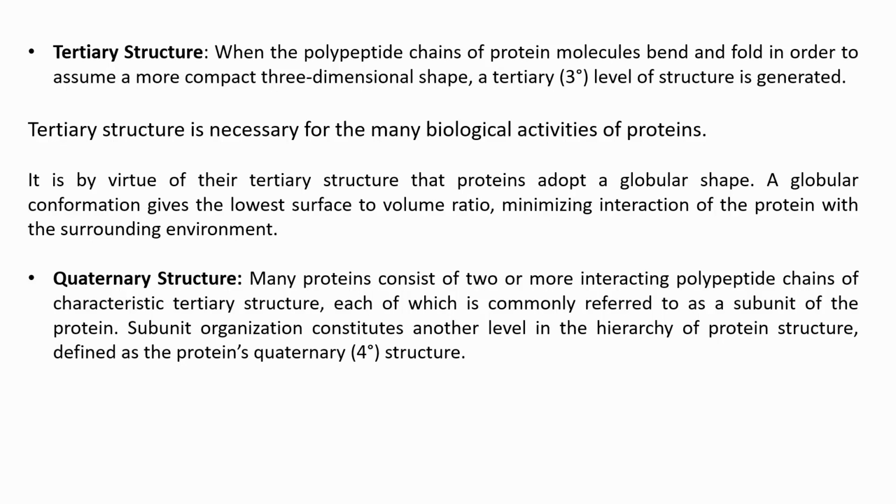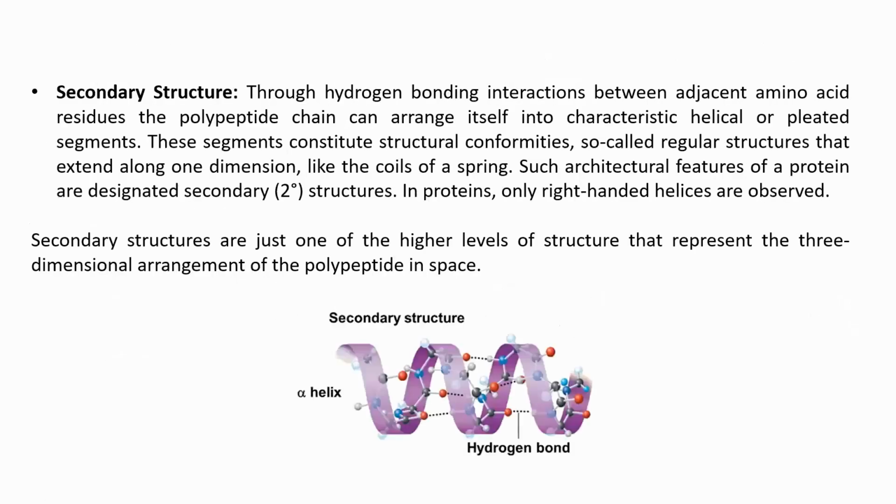So this leads to the formation of the quaternary structure of protein. These different polypeptide chains may be called the subunits of the protein. So this subunit organization constitutes another level in the hierarchy of protein structure, defined as the protein's quaternary structure. So these are the four different levels of the structure of the protein.